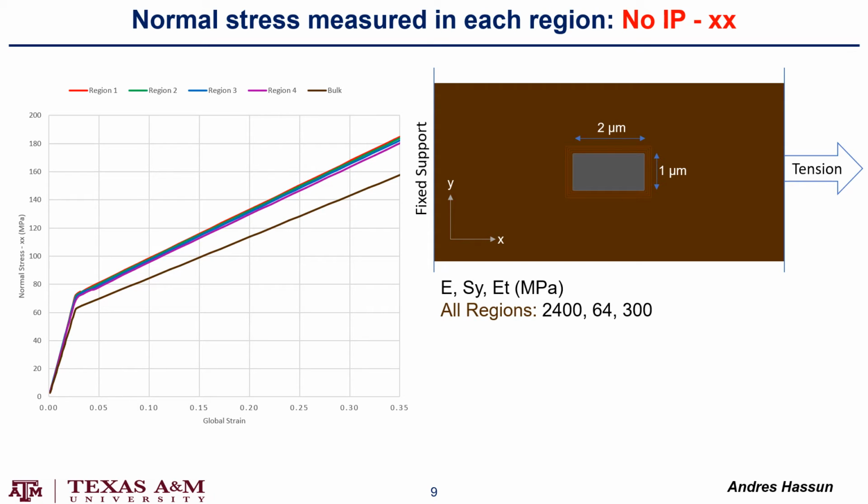All of the regions have the same Young's modulus, yield strength, and tangent modulus. And we can see that the 4 regions we looked at are very close in terms of their normal stress versus global strain, while the bulk is slightly less than all of those. This is expected due to the stress concentration.